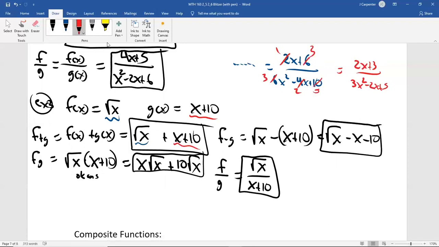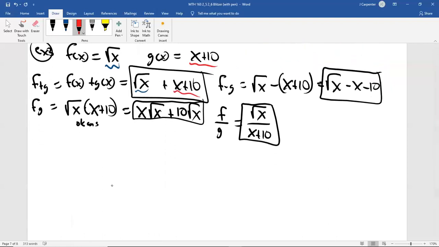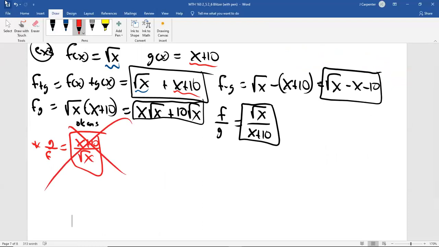But I do want to point out that if it had been upside down, g over f, that would have been x plus 10 over square root of x. If you box this up, it's wrong. You go, well, wait a minute, Mr. Beckner. Why is the f over g right, but the g over f wrong? Is it because the bottom only has one term? That's actually a good guess, but no.